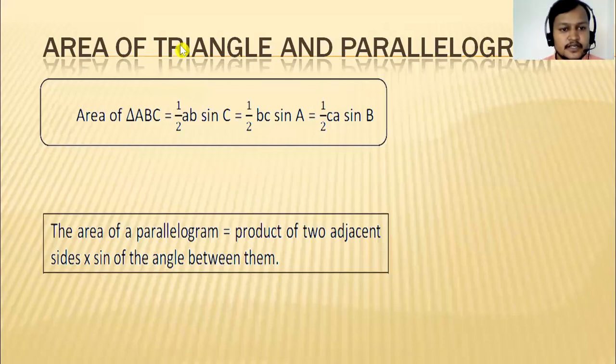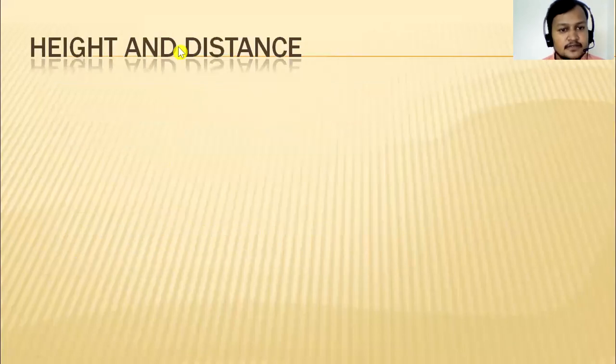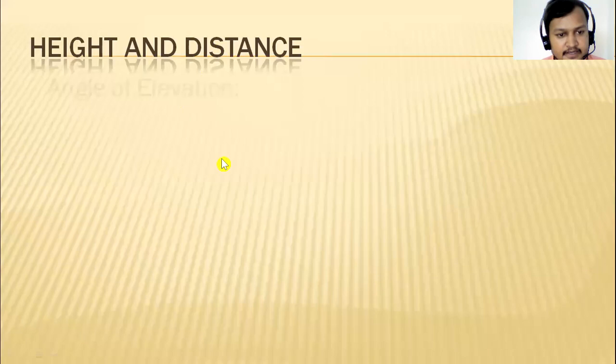And there is one more question related to 4 marks, that is related to height and distance. So let's discuss about height and distance also. Here in chapter of height and distance, we have to discuss about two type of angles. One is angle of elevation and another is angle of depression. Okay, so let's discuss about those. Angle of elevation at first.